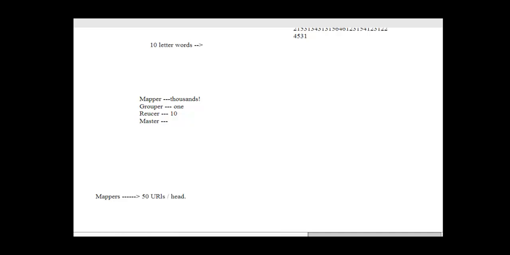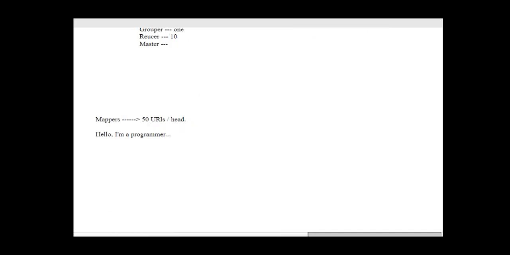In such a scenario, what I'm asking you, the mappers, is that you need to go to every URL, hit it, and consider that the first words in the first blog are like this: Hello, I'm a programmer. Let's consider that the blog starts with these words and goes on and on. Now what is expected of the mapper is this: hello, 5; I am, 2; a, 1.